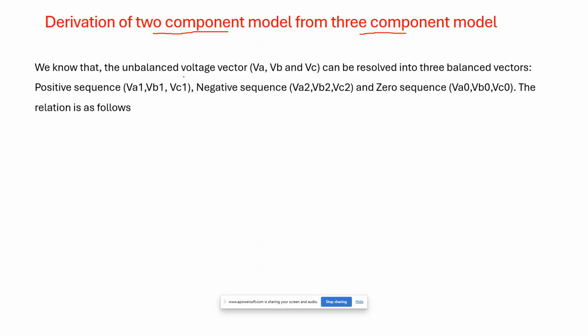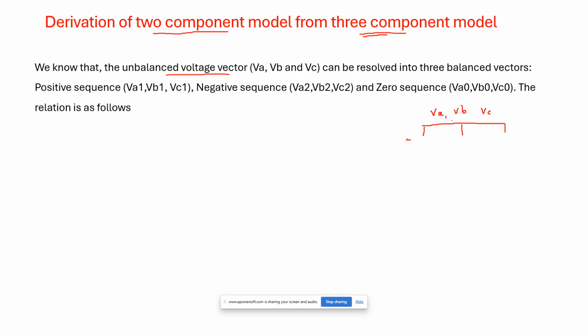So already we know that. So let us first revise what is the three component method. Already we have learned symmetrical components. In that we learned that an unbalanced voltage vector, suppose you have an unbalanced voltage vector, say VA, VB and VC. This is the voltage vector, and let us say that it is unbalanced because of some unsymmetrical fault. And we already learned that these can be resolved into three components.